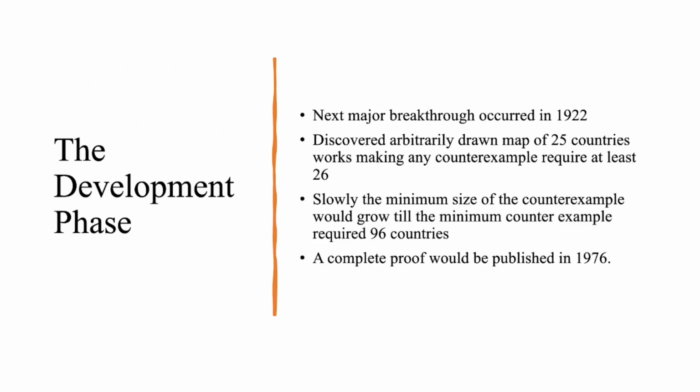Now we enter the development phase, where the next major breakthrough would occur in 1922, where mathematicians discovered that an arbitrarily drawn map of 25 countries followed the four-color conjecture, making a counterexample require at least 26. Slowly, the minimum size of the counterexample would grow until it would require a minimum of 96 countries. A complete proof would then be published in 1976.